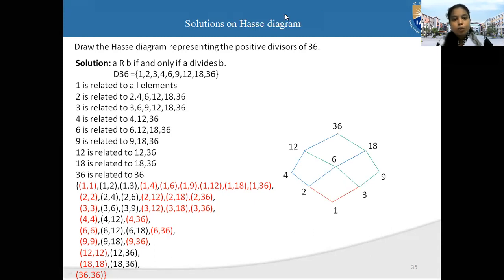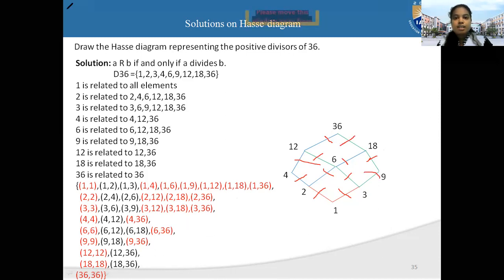First you have to observe, 1 comma 2 is there. Yes, 1 comma 2 is there. Next 1 comma 3 is there. Next 2 comma 4 is there. Next 2 comma 6 is there. Next 3 comma 6. Next 3 comma 9. Next 4 comma 12, 6 comma 12, next 6 comma 18. Next 9 comma 18, so next 12 comma 36, 18 comma 36. Okay, right, very good. So these are all present in this diagram.